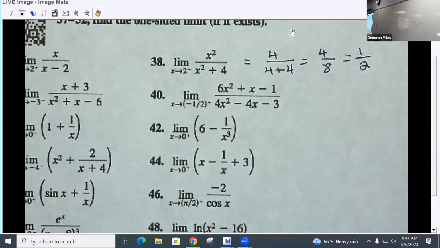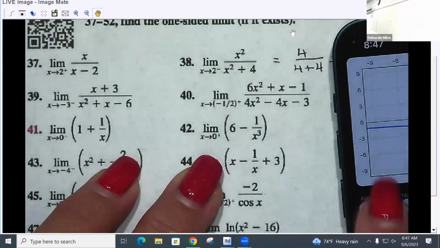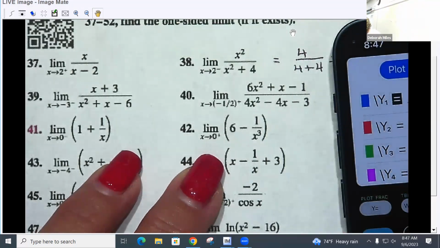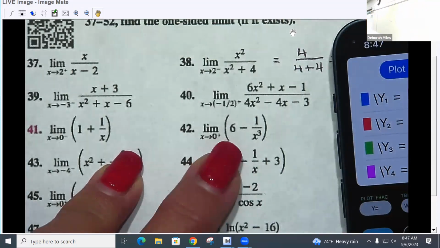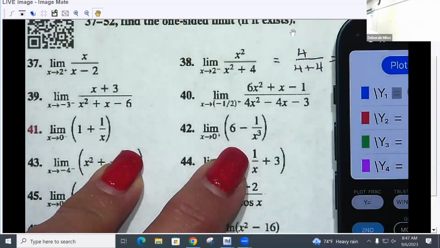discontinuity at 0. What does that mean occurs on the graph at x equals 0? The vertical asymptote, and my y's are either going to be going to positive infinity or negative infinity. So what I'm going to do on the homework, I'm not going to write does not exist. Now that we've talked about infinite limits, I'm going to say 6 minus 1 over x cubed.